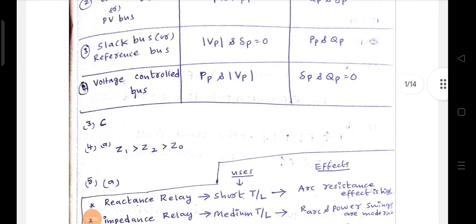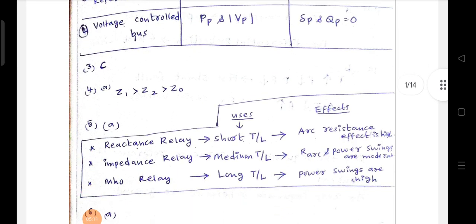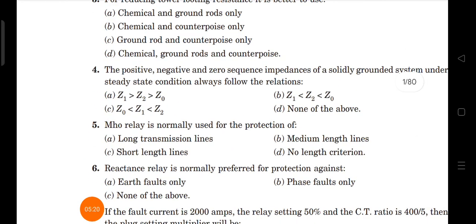Fourth one, the first option is correct. See here, Z1 is greater than Z2 is greater than Z0. Next, fifth question. Mho relay is normally used for the protection of? Mho relay is used for the protection of long transmission lines. That is, the first answer is correct.